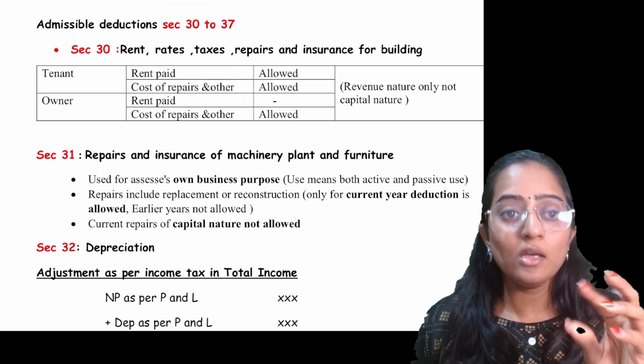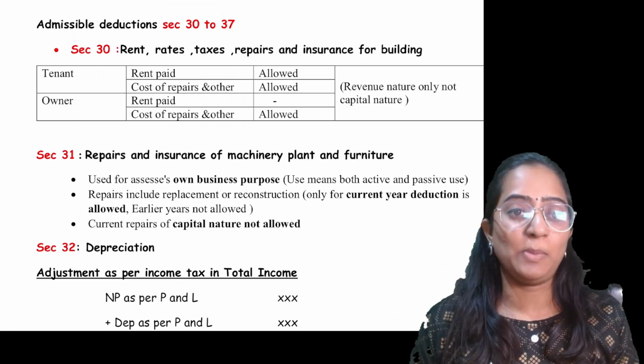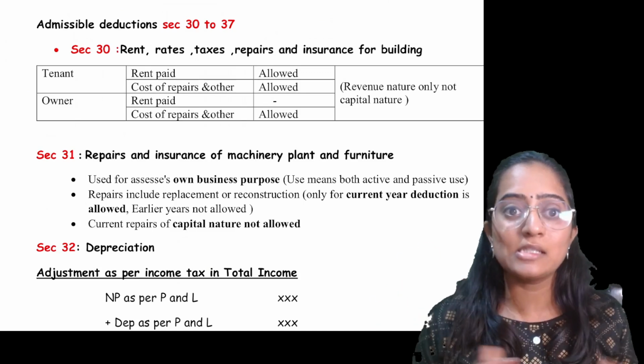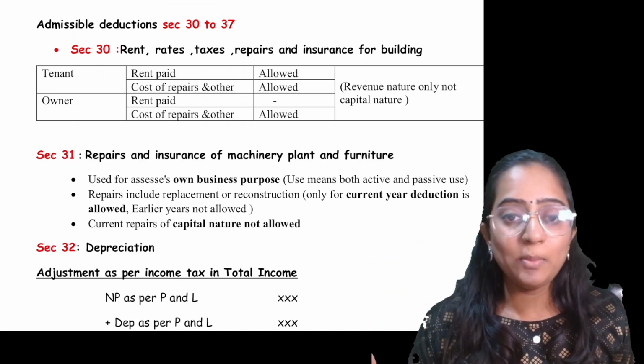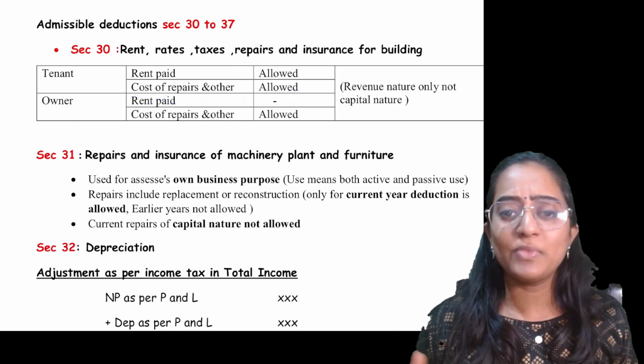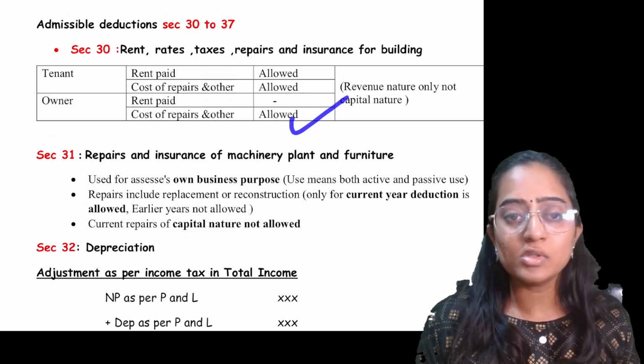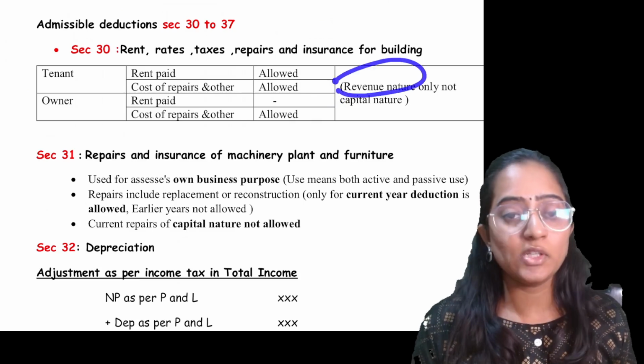But what about the owner paying it? Correct. If the owner incurs some expenses, that is, if I am the building owner, there is no concept of rent paid coming for the owner. So apart from that, other costs and repairs I would be incurring, insurance of the building I would be incurring, and all those things will be allowed provided it is revenue in nature.